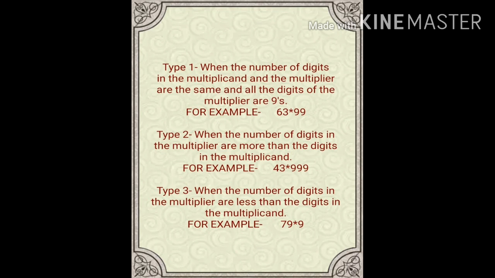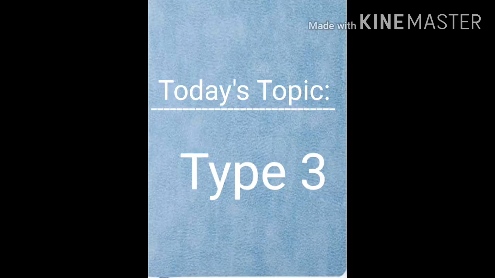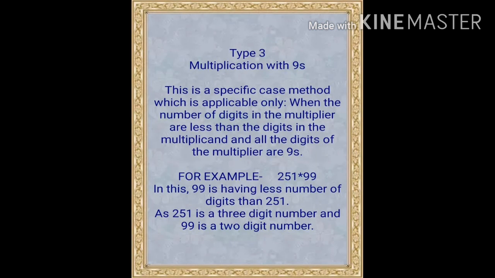In type 1, as you can see in the example 63 into 99, the multiplicand and multiplier have the same number of digits. Second type, for example 43 into 999, the multiplier has more digits than the multiplicand. So now today's topic is type 3, multiplication with 9.